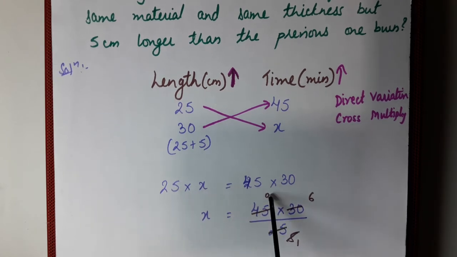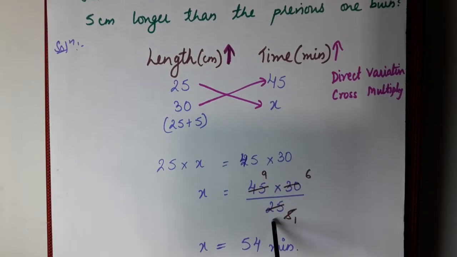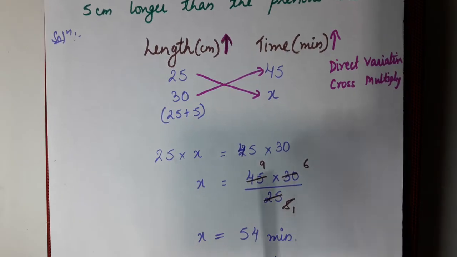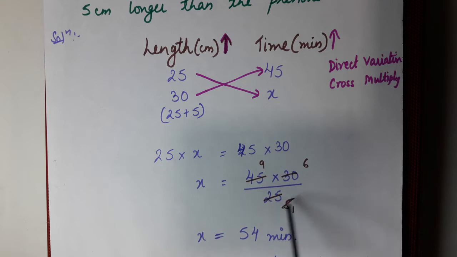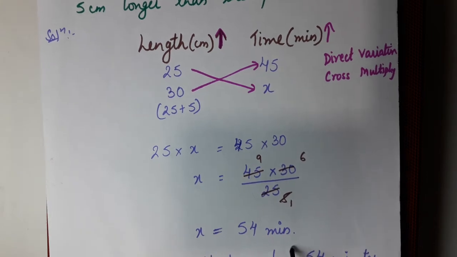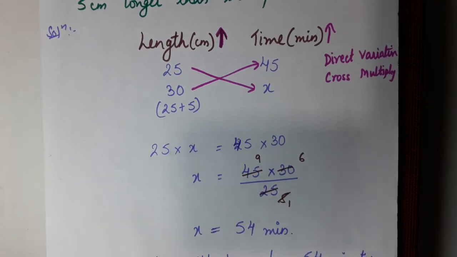Take 25 to the other side, it is in multiplication, so it goes to the other side and becomes division. Reduce it according to your convenience. I have done it with the multiple of 5. 5 5s are 25 and 5 6s are 30 first. Then again 5 can be reduced, so 5 1s and 5 9s are 45. So you are left with 9 into 6, that is 54 minutes. So the candle will burn for 54 minutes.